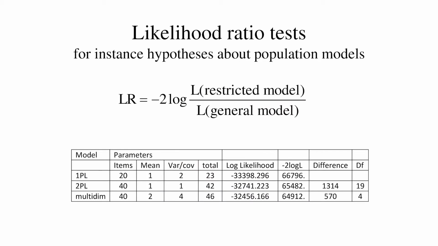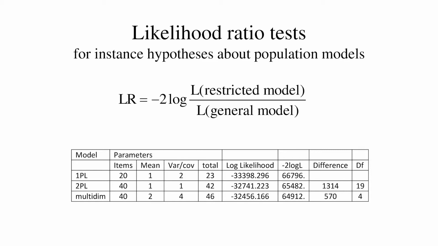We now have had two families, so we had a Lagrange multiplier test, a Wald test, and then finally the question would be what kind of use could we have from a likelihood ratio test? So what is a likelihood ratio test? For instance, we could test hypotheses about population models. A likelihood ratio test is defined as -2 times the log of the likelihood under the restricted model over the likelihood under a more general model. And we will look at the output to see how that could work.